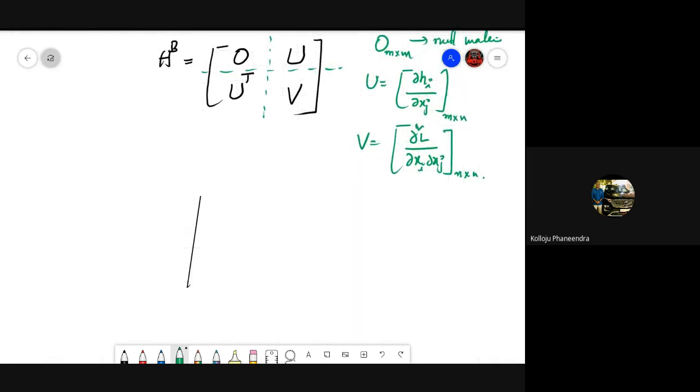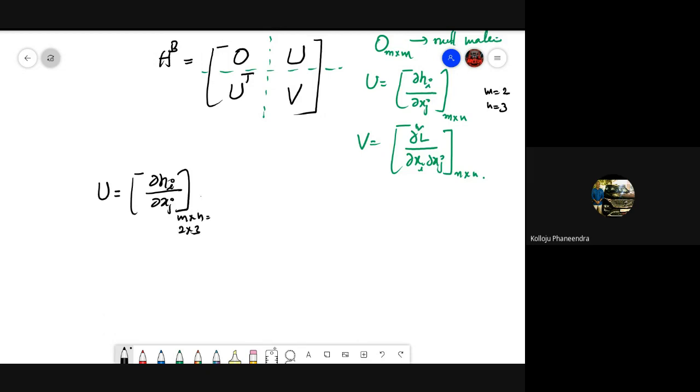First one, 0, already it is over. M means here, M equal to how many constraints? 2. N equal to variables, 3. M stands for number of constraints, N stands for number of variables. So U, dou Hi by dou Xj, M by N.